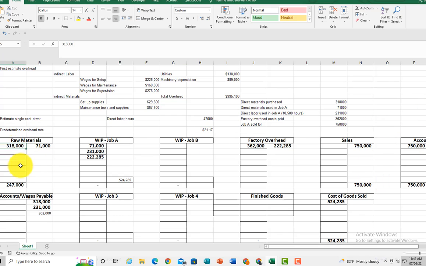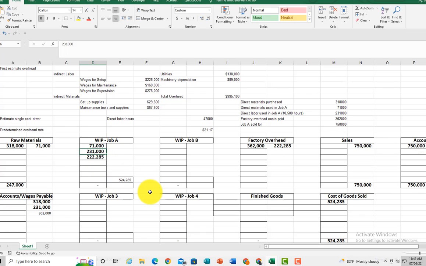So we bought some materials like we learned in chapter one. We're going to debit raw materials, credit accounts payable. We're then going to use those raw materials, $71,000 on that job. Remember, we identified those as directly on that job, or direct materials for that particular product. Then our labor goes directly into work in process for that job, product, or department. So those are our two direct costs, direct materials and direct labor.